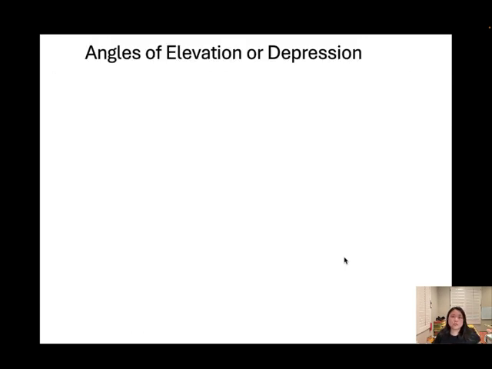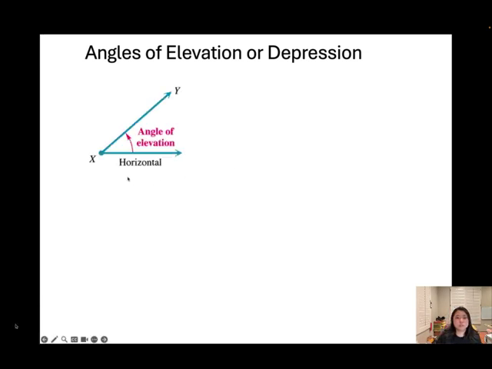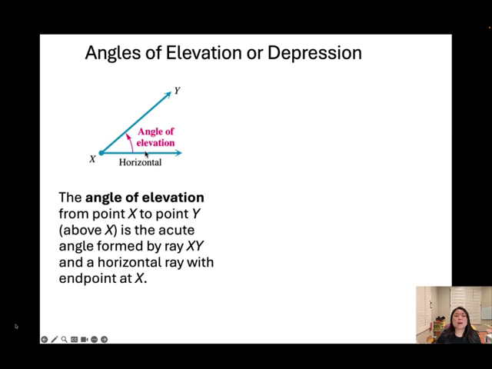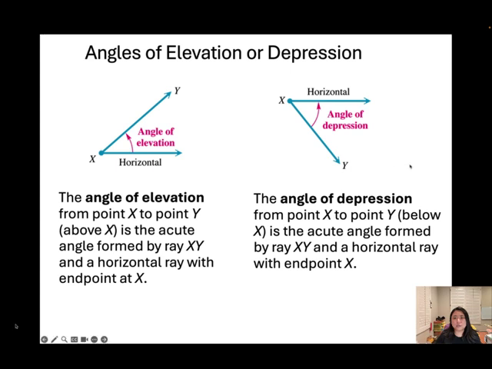Angles of elevation or depression. So X is gonna be the horizontal. And then when we talk about the angle of elevation, it means you're gonna look up. Okay, you're gonna look above the X in here. And then when you have the angle of depression, you're talking from the point X to the point Y, so below the X. Okay, you could think about it, you're gonna look down like this.